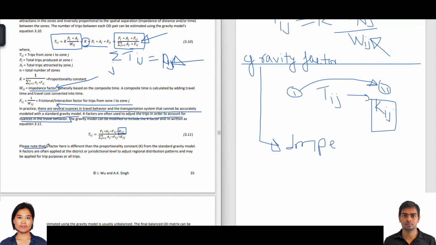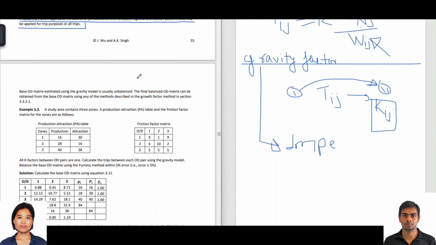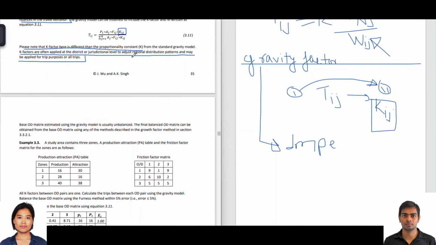Please note that the K factor here is different than the proportionality constant. K factors are often applied at the district or jurisdiction level to adjust regional distribution patterns and may be applied for specific trip purposes or all trip purposes. We will look into how the K factors are calculated and applied in the later sections when we look at the Kij in more depth.